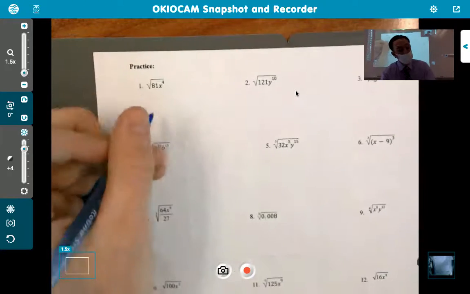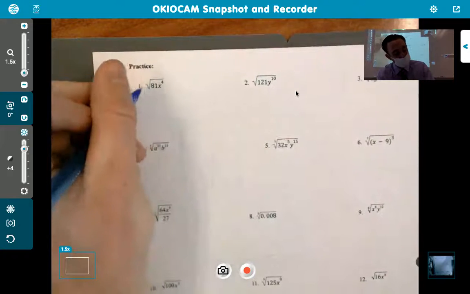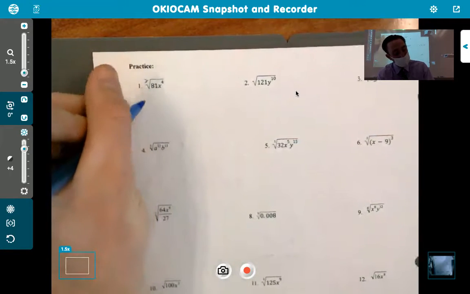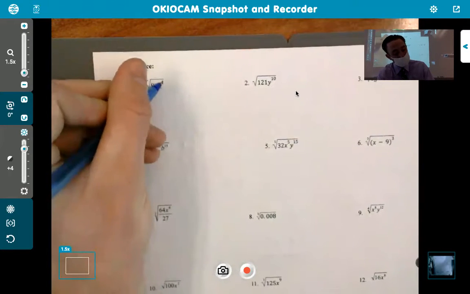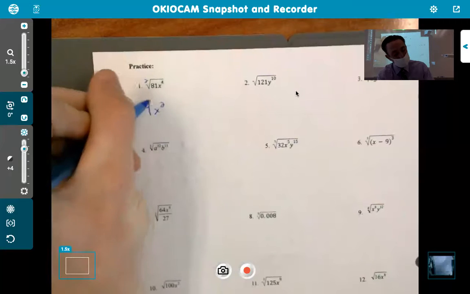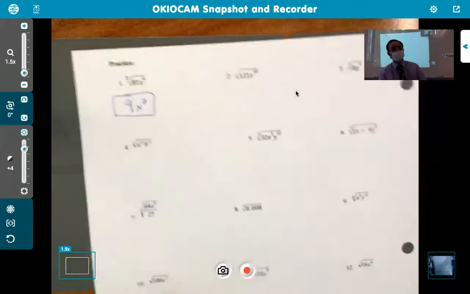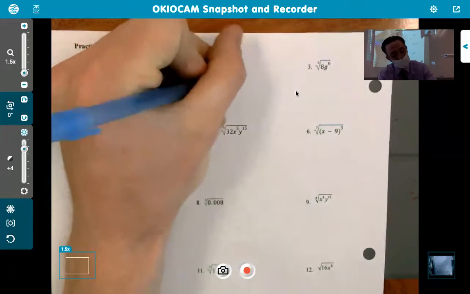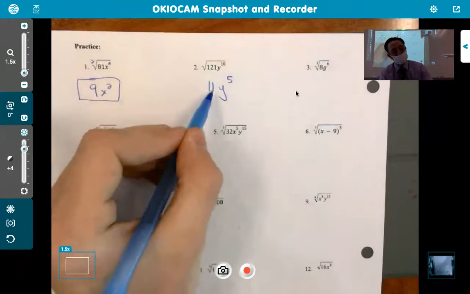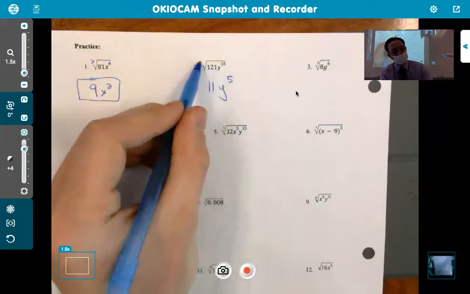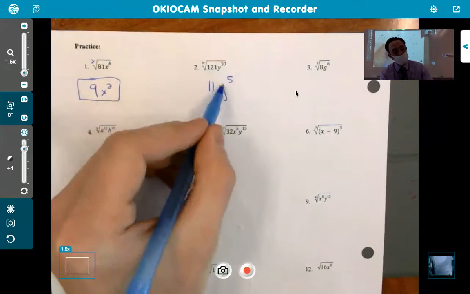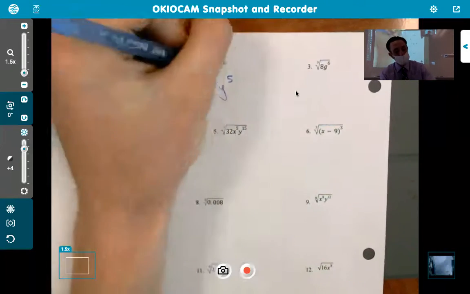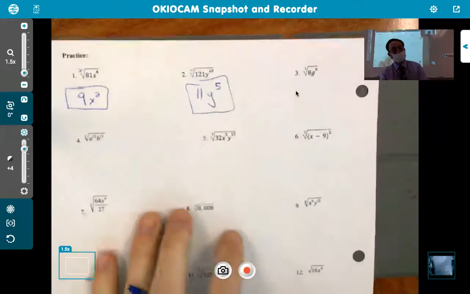9x squared, good. Take the square root, that's my index, so it's 2. Square root of 81 gives me 9. X to the 4th divided by 2 gives me x squared, so my answer is 9x squared. Number 2, 11y to the 5th. Square root of 121 is 11. Y to the 10th, my index again is 2, so I do 10 divided by 2, that gives me y to the 5th. So my answer is 11y to the 5th.